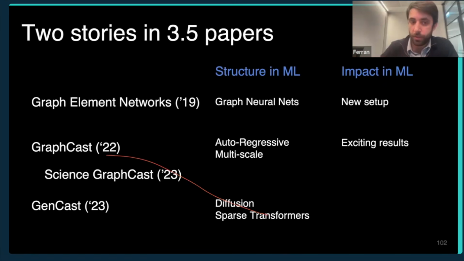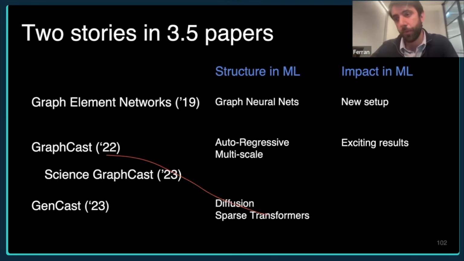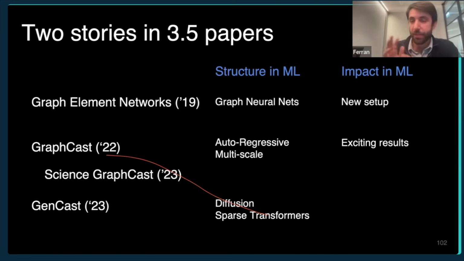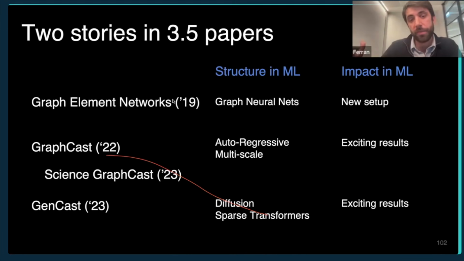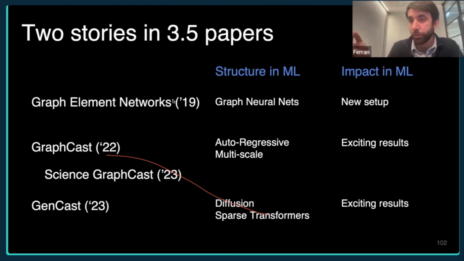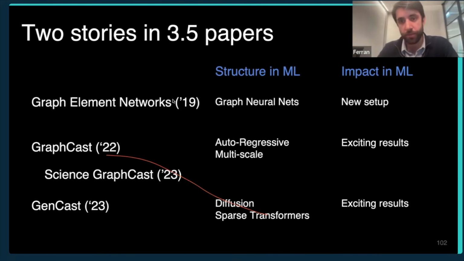Again, if we look at the two stories, the first one about structure, now we've encoded two different types of structure. We've encoded diffusion models, which really helped model the true weather distribution. And we've talked about sparse transformers, which have a bit less structure than graph neural networks, but are a bit faster. In terms of impact, maybe the type of impact is similar to archive GraphCast, where we showed very exciting results in terms of variable predictions.